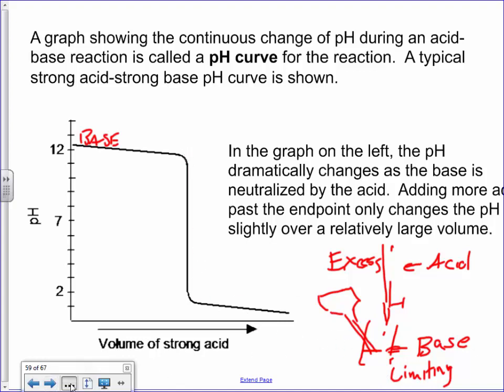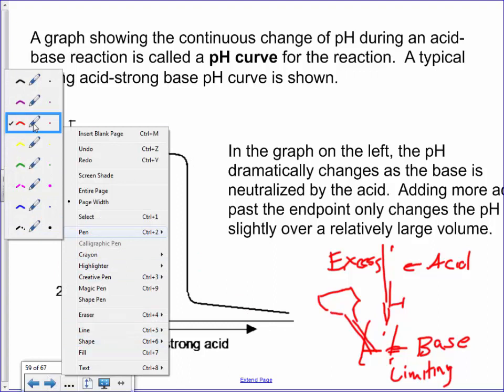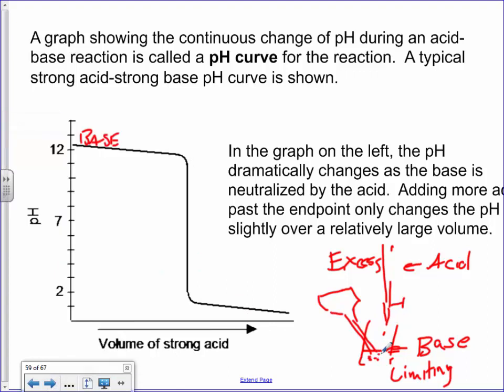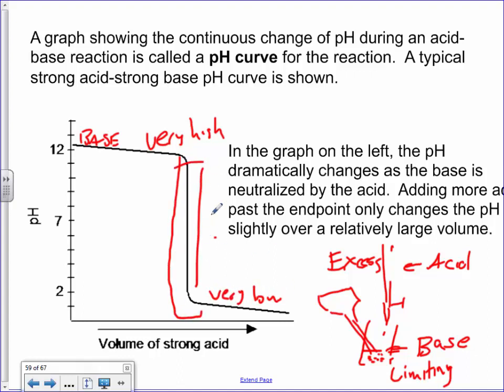Now if you keep adding more and more drops, you have lots of acid down in the bottom of the container. What's happened is the pH has gone from very high to very low. And somewhere in here, this is where you need to then stop.